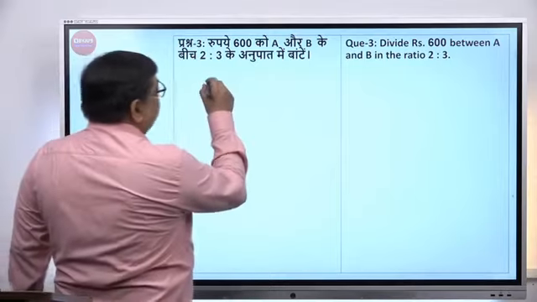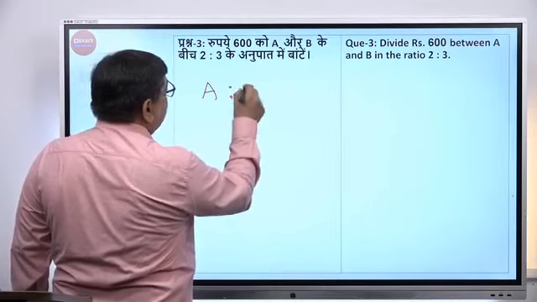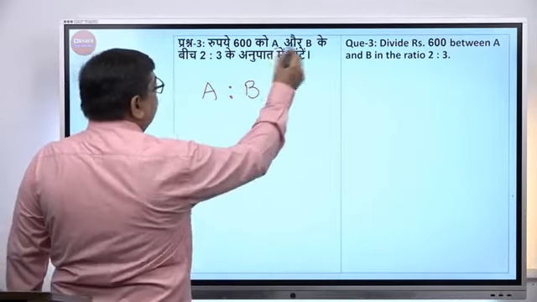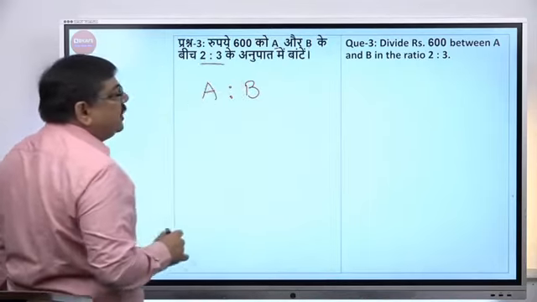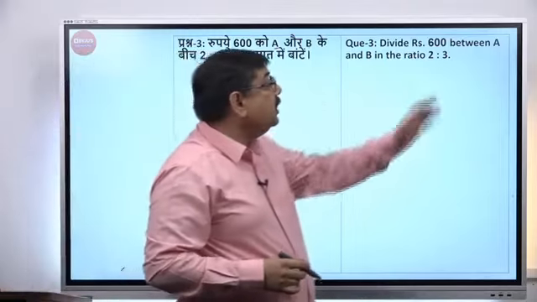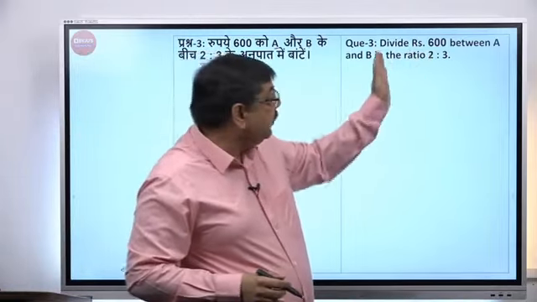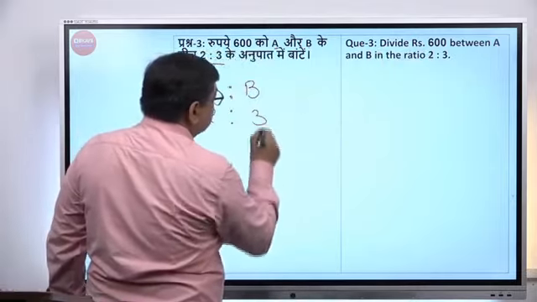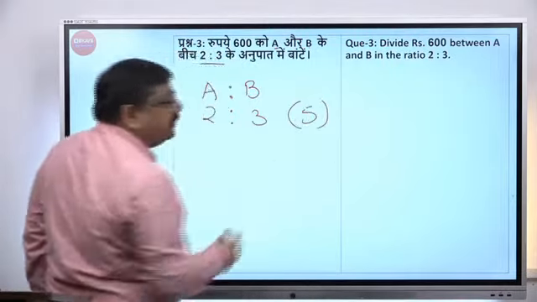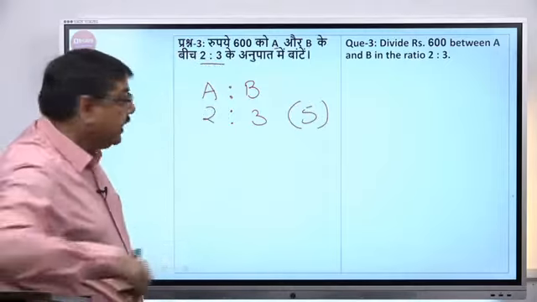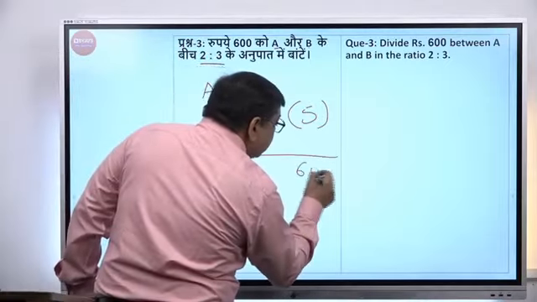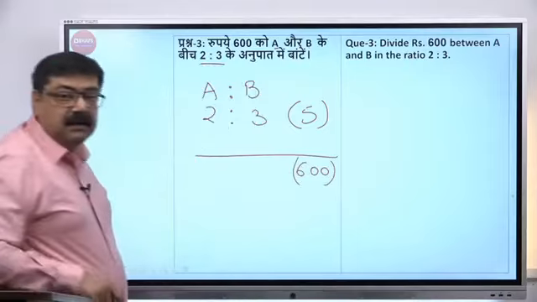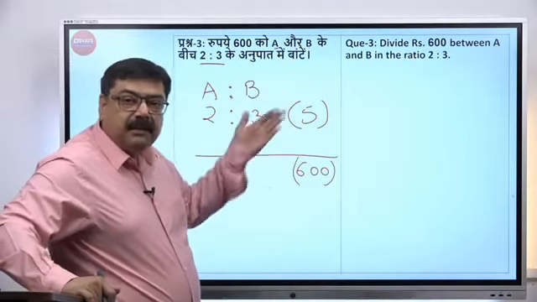Okay, so it is given to us that A is to B. Between A and B there is a ratio of 2 is to 3. You have to divide rupees 600 between A and B in the ratio 2 is to 3. So you already know this is 2 is to 3. Okay. The sum of the ratio points here is 5. And the total sum is already given to us as 600. All right. So you divide 600 by 5.